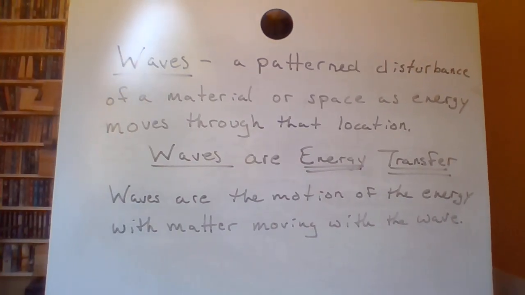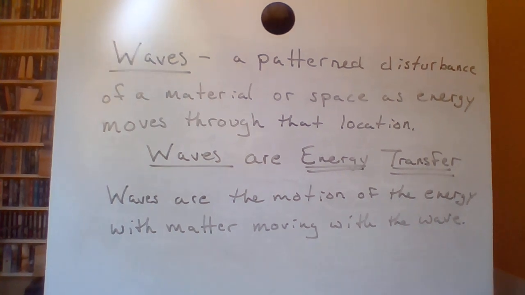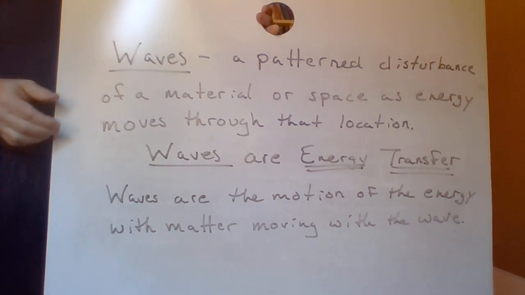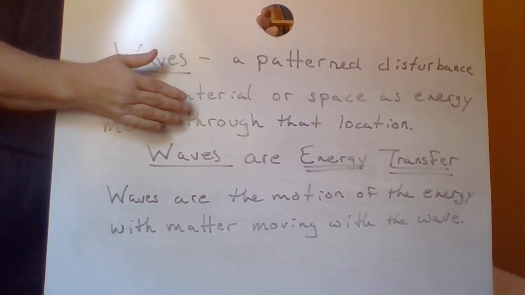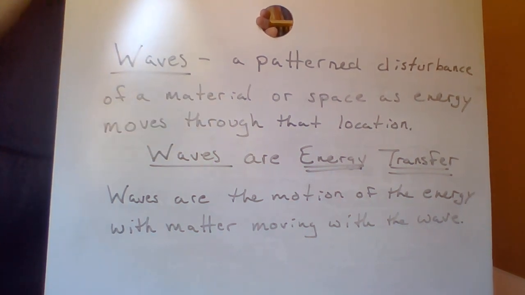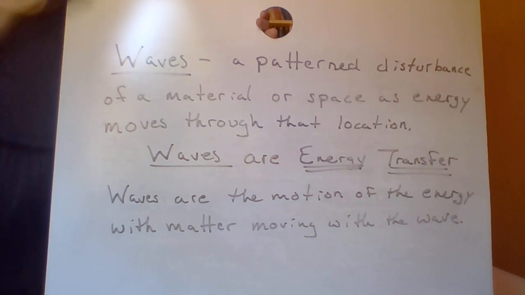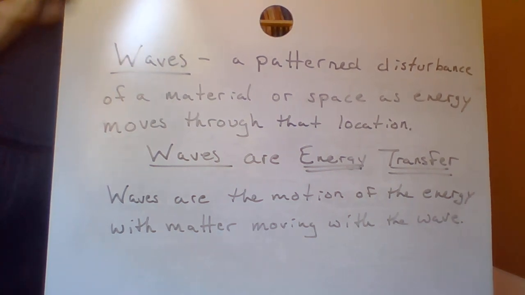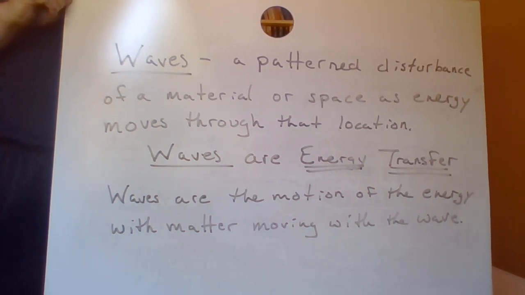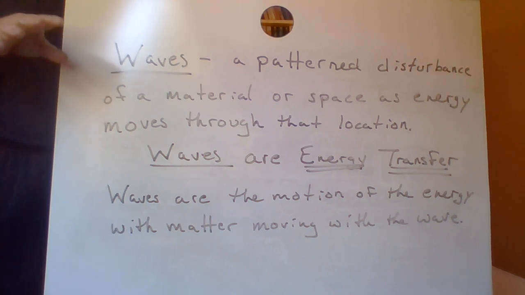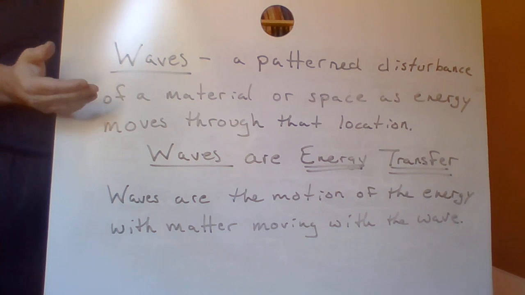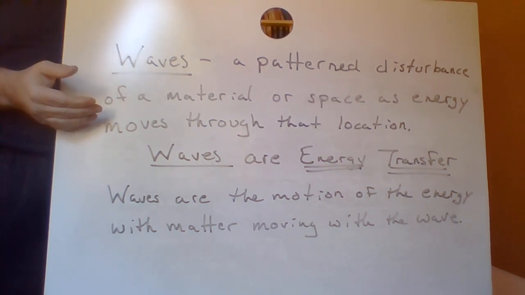All right, first off, a wave. A wave is a patterned disturbance of the material or space that energy moves through. And yes, we can have pattern disturbances of something moving through a space that has nothing in it. We'll get to that in a little bit, but spoiler, we're talking about electromagnetic waves moving through a vacuum, right?